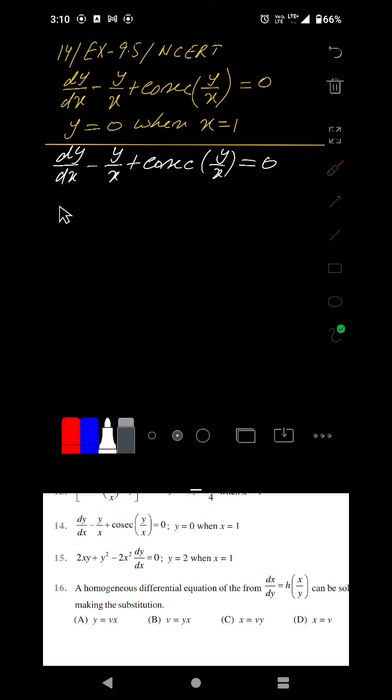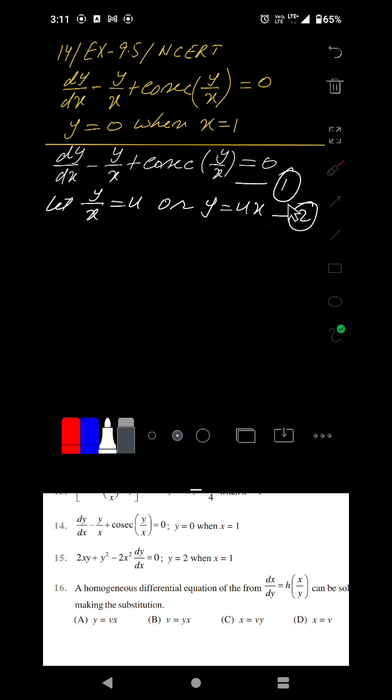And now we have to transpose these two terms to right hand side. Or there is no need to transpose this to right hand side. We may simply write it down as it is. Let it be equation number 1. And now we have to assume y upon x as u, or y is equal to ux. Let it be equation number 2.